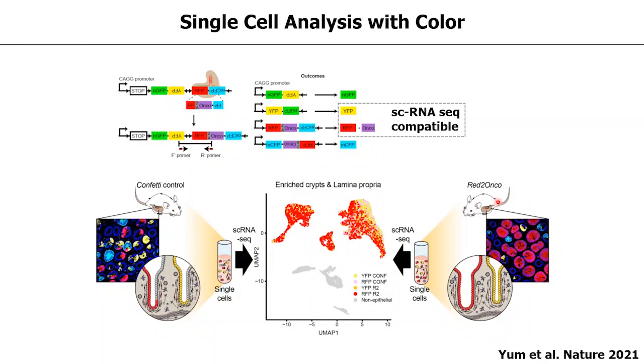And to know what are the factors that are influencing the wild type clones that are sitting next to the mutant clone, we performed single cell RNA sequencing to profile not only the red and yellow epithelial cells, but also all the mesenchymal and immune cells that are surrounding the tissue. And we have done this for the R2 onco models, as well as the confetti models as a control.